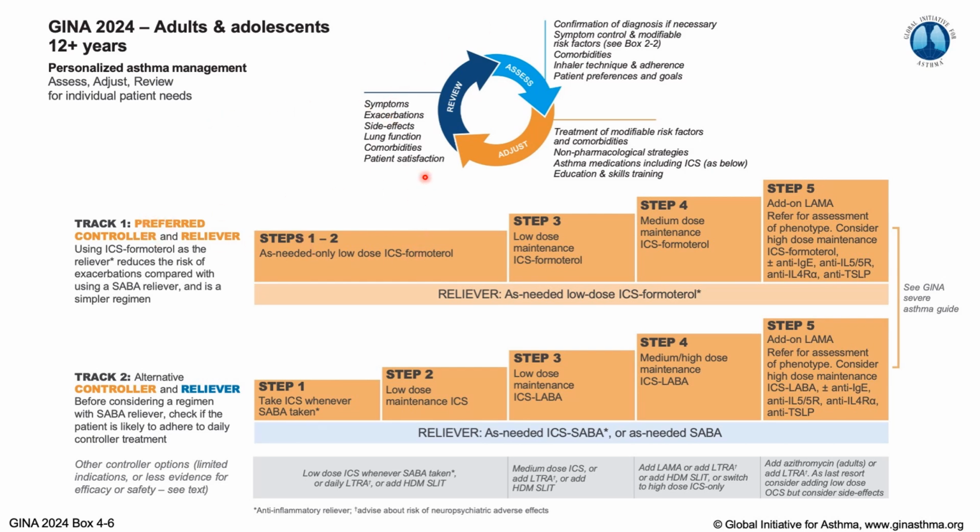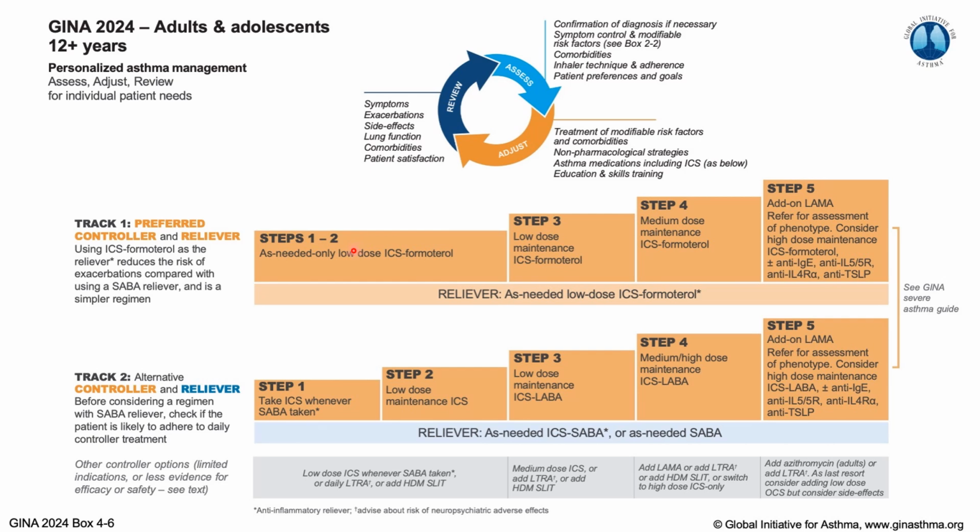So this is the diagram that you have just gone through in the previous slide, track 1 and track 2. Track 1 is the most preferred and most recommended one, even in several hospitals and organizations. Track 1 is where you use ICS-formoterol as a reliever and also as a maintenance. So that is MART, maintenance and reliever therapy. It reduces the risk of exacerbation compared to using SABA as a reliever.